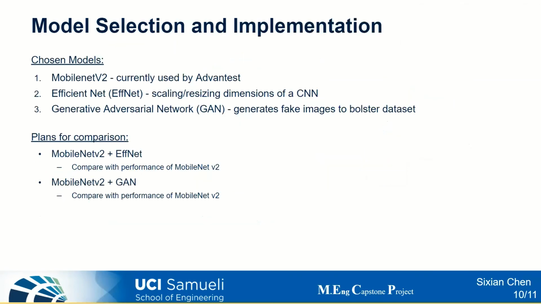The models we're trying to implement are MobileNet version 2, AVNet, and GAN. We picked MobileNet version 2 because we don't have access to the actual models used by the company, and we know that the model that is currently in use is MobileNet v2. So we want to train our own version of MobileNet so that we have a standard model to work on. And AVNet, again, is because it is related to the problems we're trying to solve, which are dataset problems and accuracy problems.